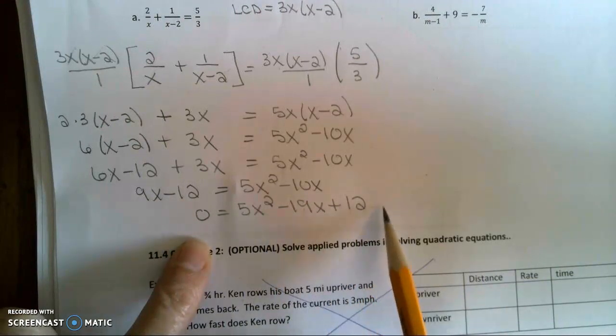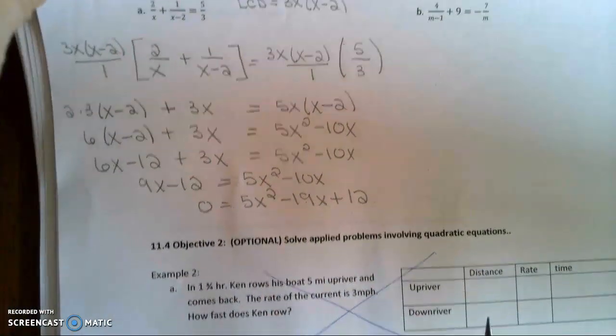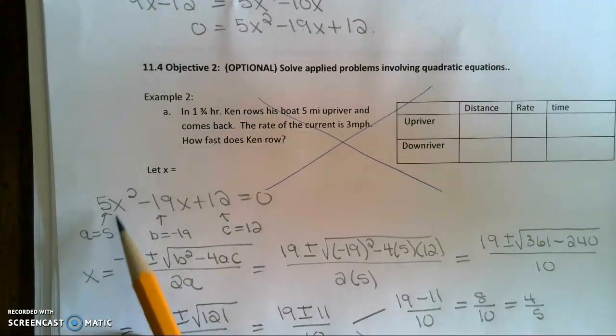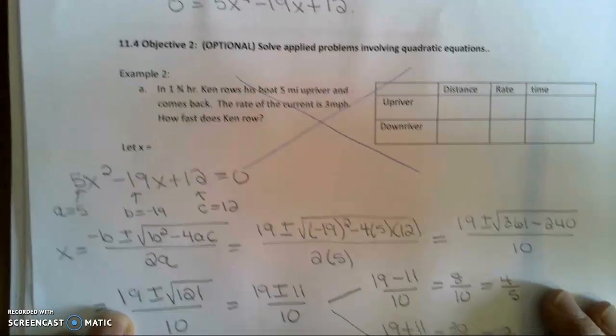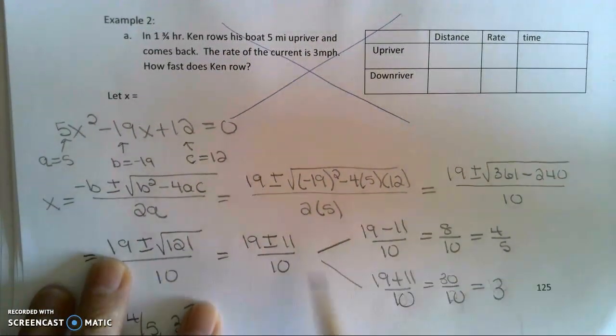Okay, so now we have a quadratic equation. To solve this, I'm using the quadratic formula. That's on the bottom of the page here. So I'm going to go down here. Okay, I just rewrote it on the other side of the equation. My a is 5, my b is negative 19, my c is 12. And I showed every step on here. I know she didn't show every step on the sheet, but I showed every step on here.